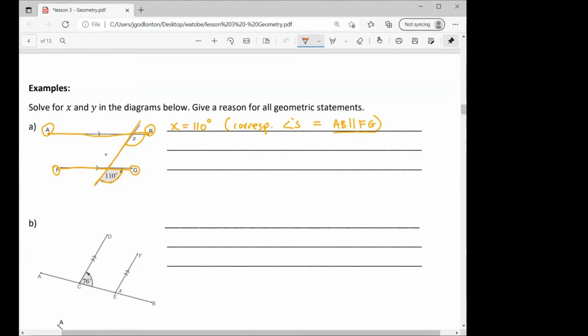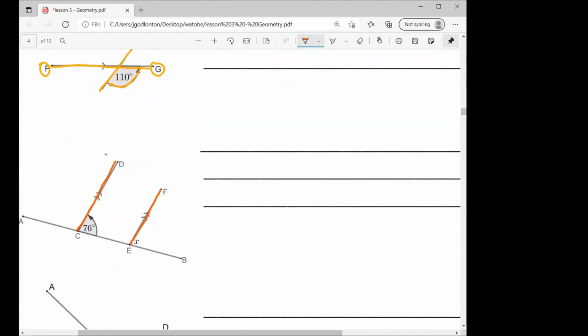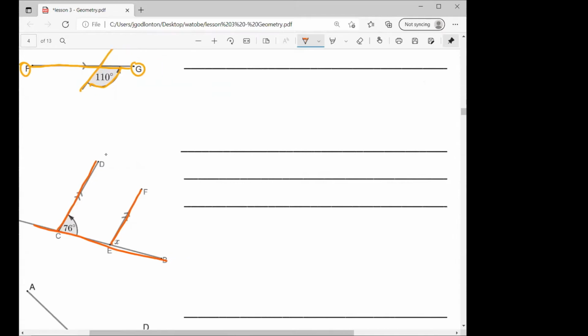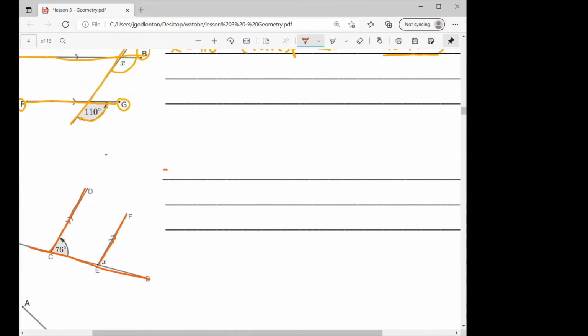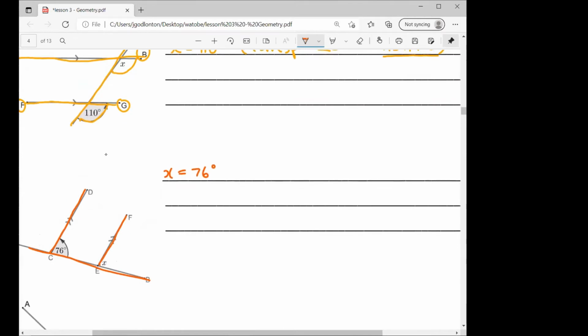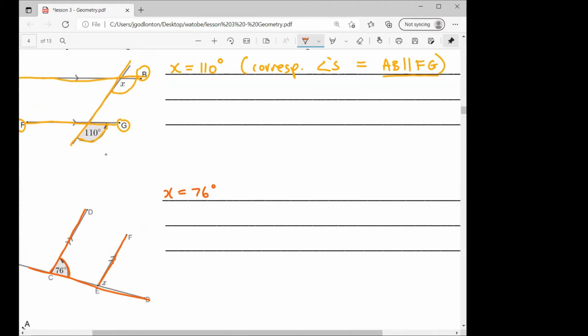Okay, so what is x going to equal in this question? Look for your parallel lines. Remember, the little arrows tell us what's parallel. And then tell me what x is going to equal. Good. Okay, x is going to equal 76. Excellent. So I know x is going to equal 76 degrees. And I know because it's an F that it's corresponding. So corresponding angles are equal. Now I need to know which lines are parallel to which lines. So what am I going to say after that? What is parallel to what?